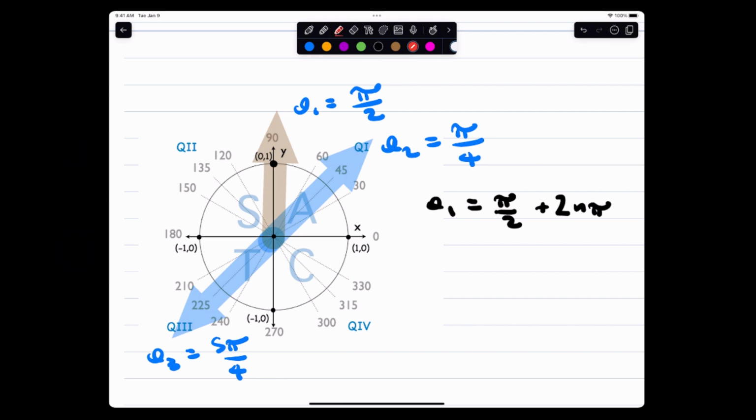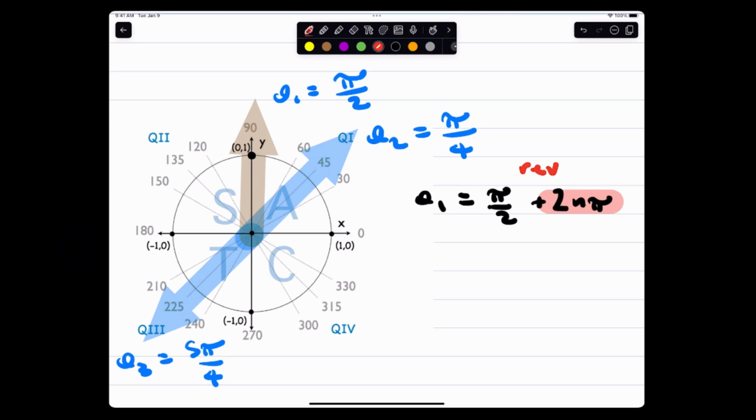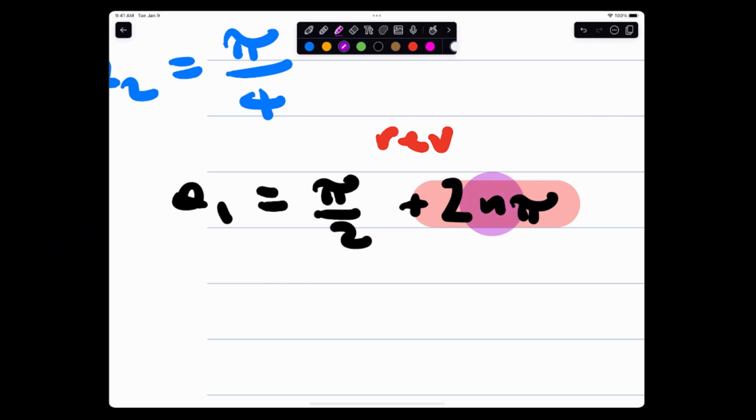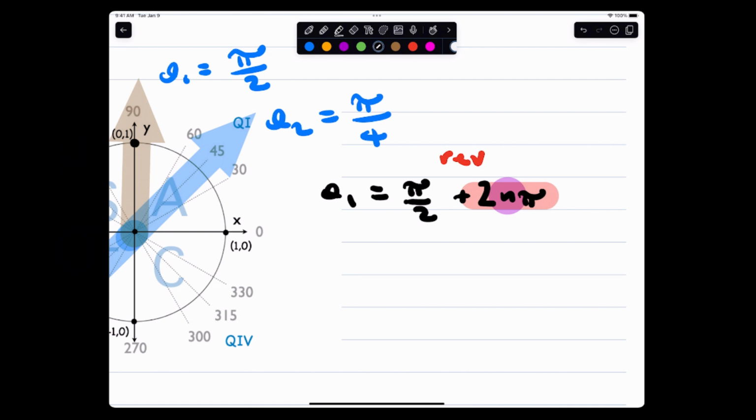That's a very good question. You say, how do we know the number of revolutions? Well, this is general. This means n revolutions, so we can do this forever. What does n need to be? What does n have to be? An integer. So what this means here is that we can get every solution imaginable forever.